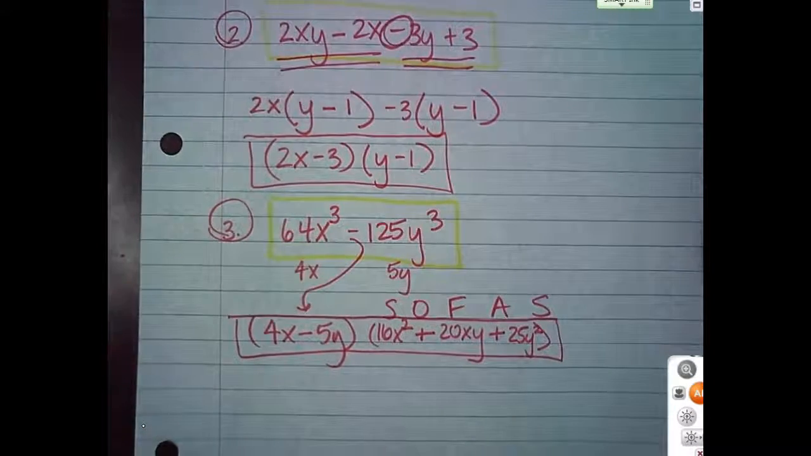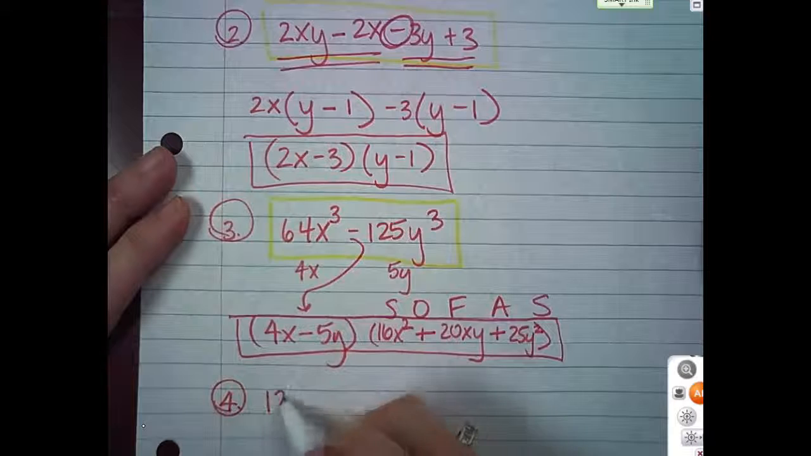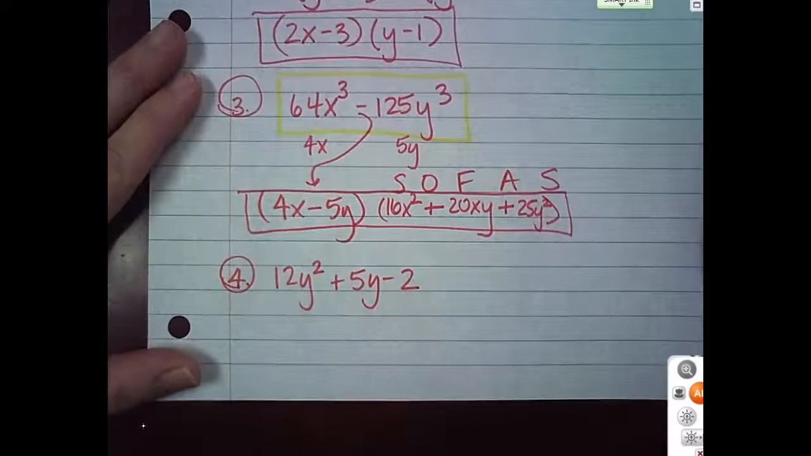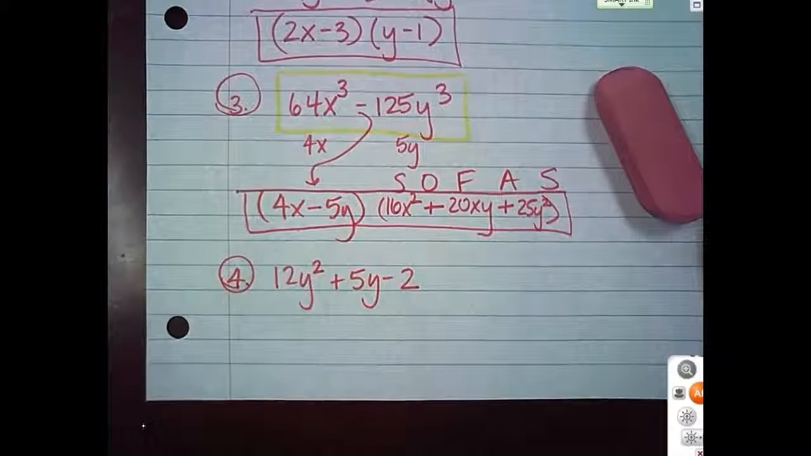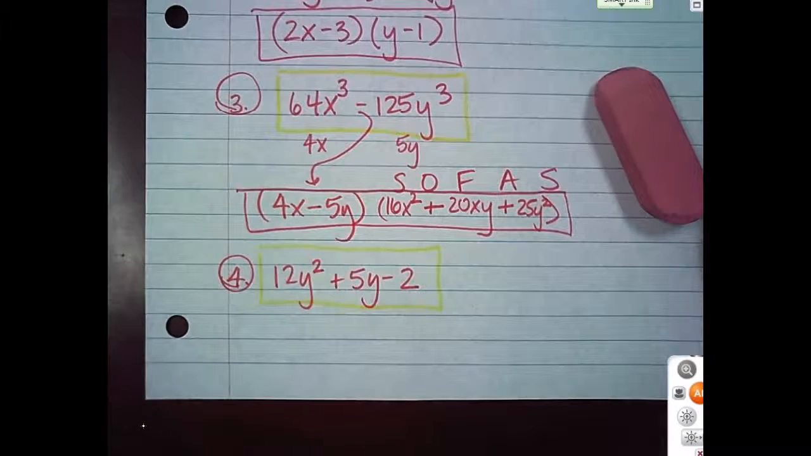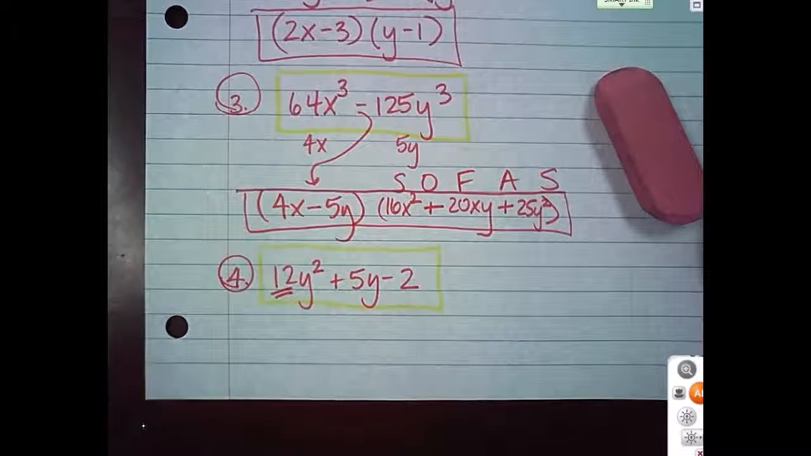Number 4. 12y squared plus 5y minus 2. It's not a binomial, so it's not a difference of perfect squares or cubes. It's not 4 terms, so you can't factor by grouping. Look for a GCF, 12, a 5, and a 2, there's not. This is just a plain old trinomial. Now, it's a trinomial, though, with a leading coefficient. So try to think about what you're supposed to do with that problem.